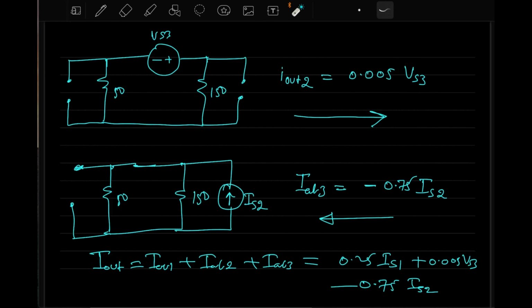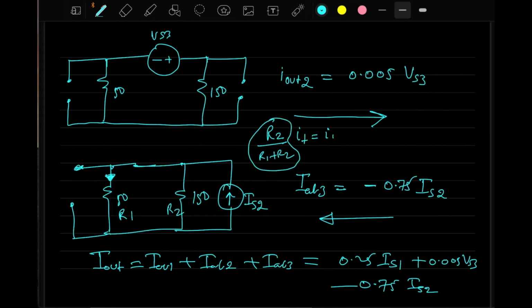What is the concept in parallel resistance? If you have two resistances, let us say R1 and R2, and you want to calculate the current in the R1 branch, then it will be R2 divided by R1 plus R2, times the total current. Understand? So this is the concept, and it comes from parallel resistance. Okay?